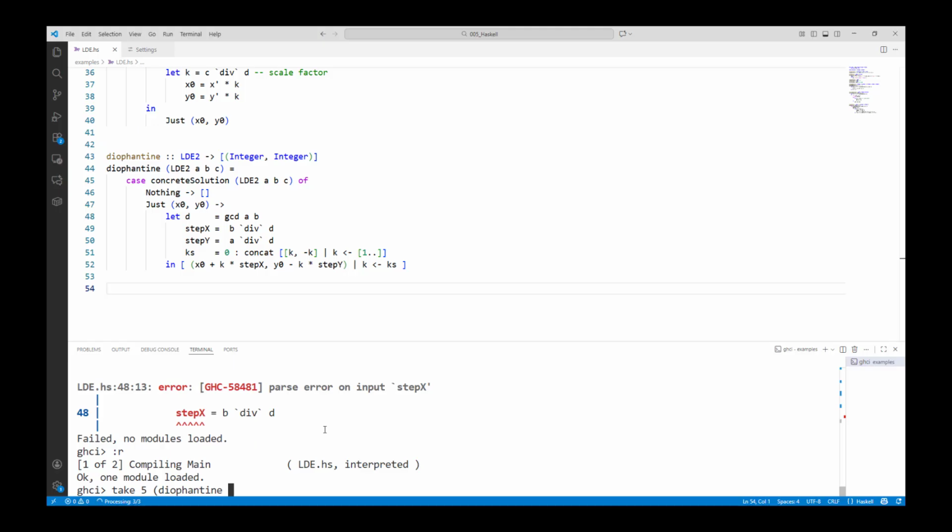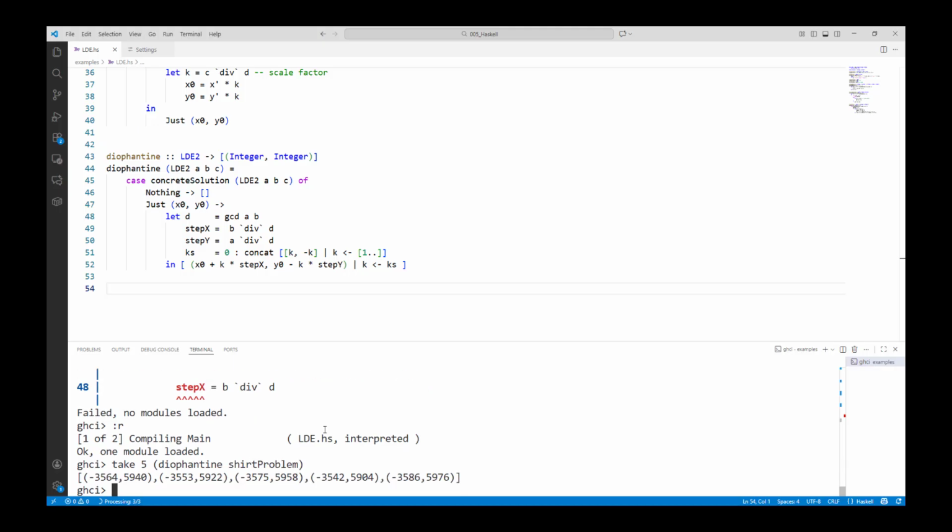Let's continue with the Diophantine short problem and see what's going to happen. Well, it happened. We started getting our thing. Each one of these is a solution. Each one of them is not a fancy one, still negative, but it is working for sure.